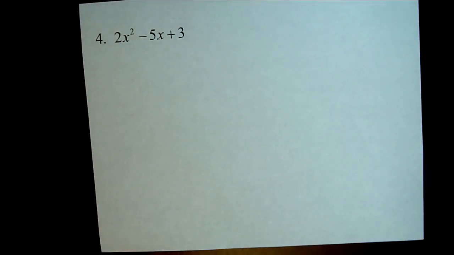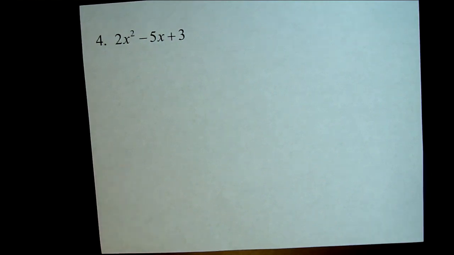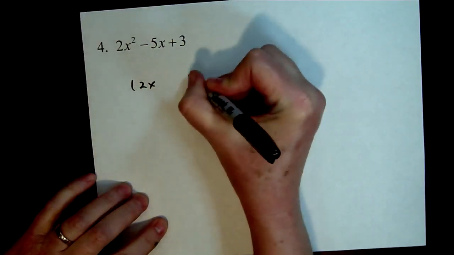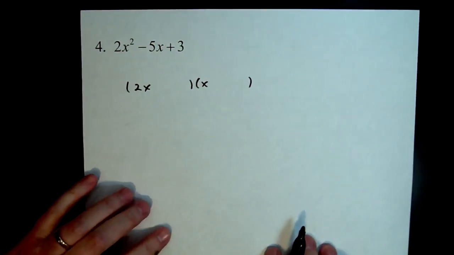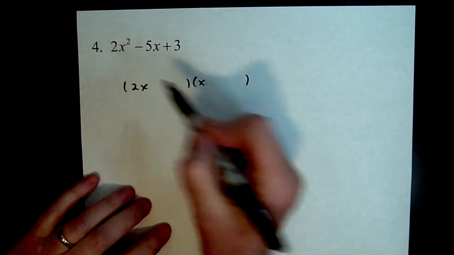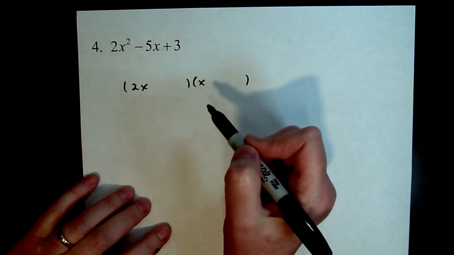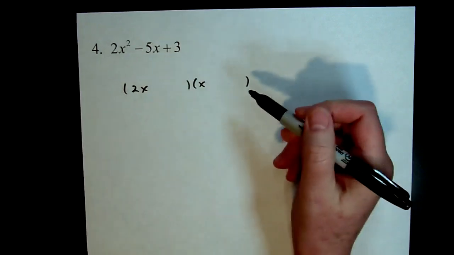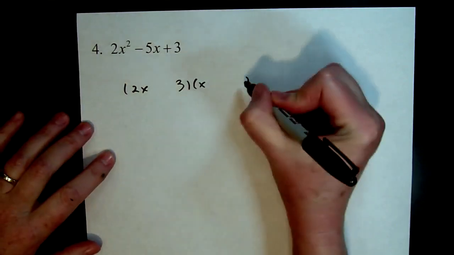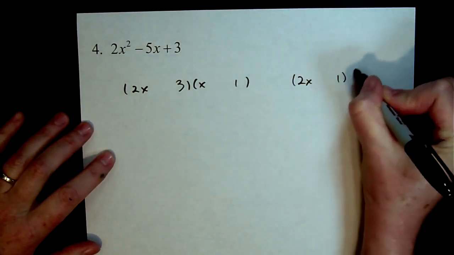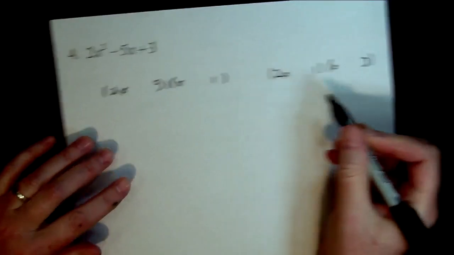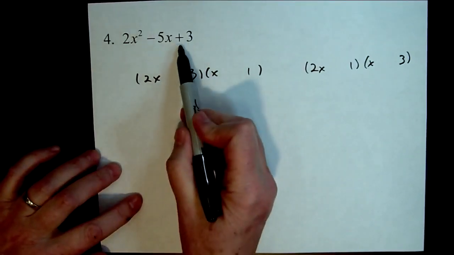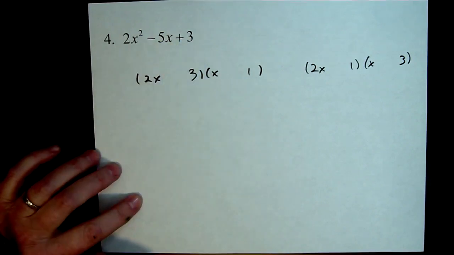Okay, and then one more for you. 2x squared minus 5x plus 3. No GCF to worry about, so I just jump right to making my educated guesses, my trials. To get a 2x squared, I need a 2x and an x. For a 3, there's only one pair of factors, a 3 and a 1, or a 1 and a 3.